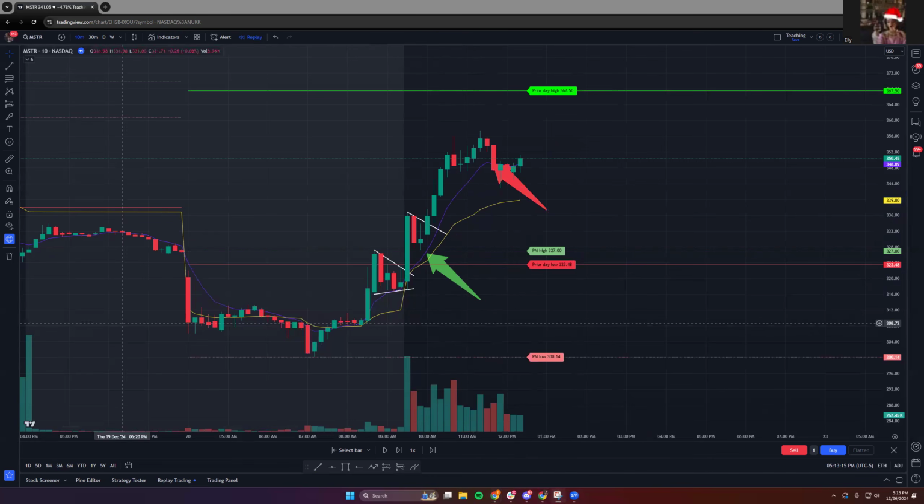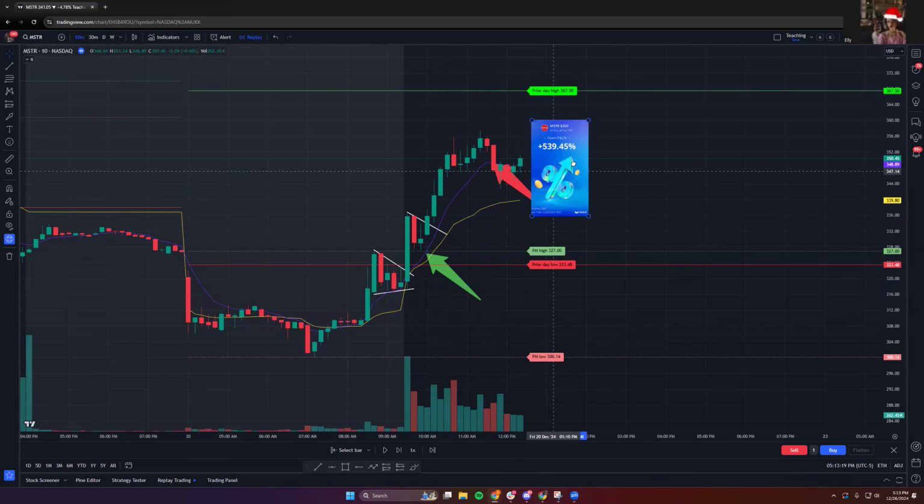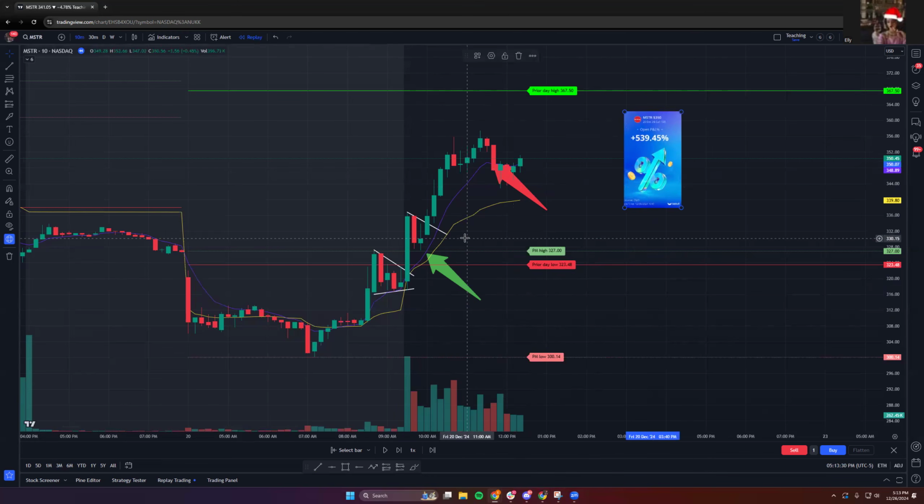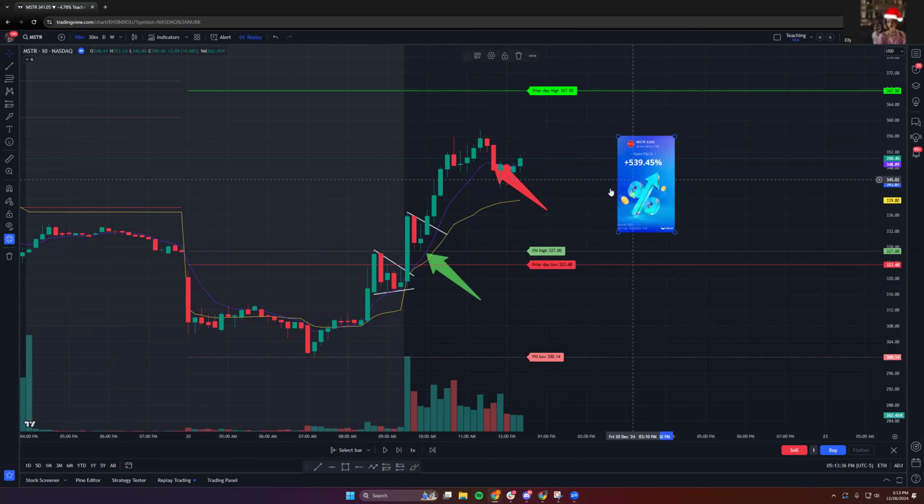Now you're probably going to ask, well, how much did that go? So the answer is on a trade like this, it went 540%. So for every $1,000 you put in this trade, you made $5,000. Repeatable over and over and over again. That is it. Above VWAP, above the pre-market high, comes down, retest, holds, flags out, and decides to rip.